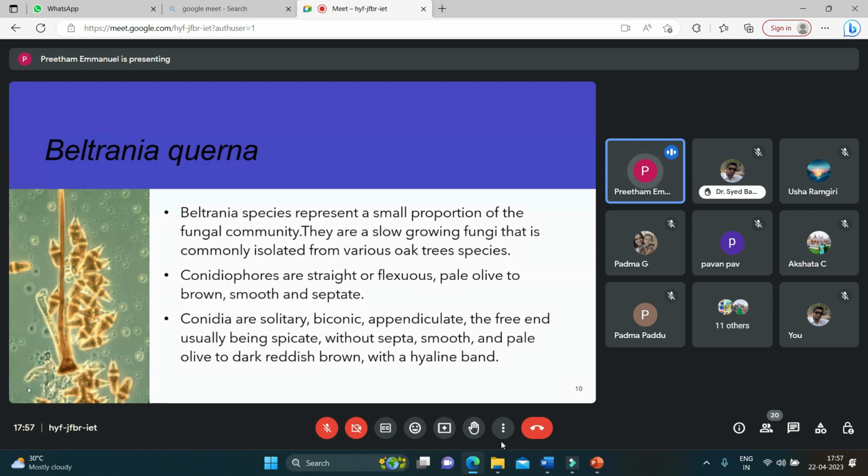Beltrania querna. Beltrania species represent a small proportion of the fungal community. They are slow-growing fungi that are commonly isolated from various oak tree species. Conidiophores are straight or flexuous, pale olive to brown in color, smooth and septate. Conidia are solitary, basically a single biconic structure, the two structures arising from the single line, appendiculate by forming appendages. The free end is usually spicate without septa, smooth and pale olive to dark reddish brown, and it has a hyaline band, which is a clear transparent band.